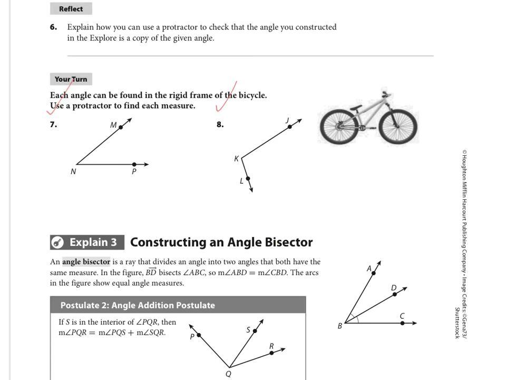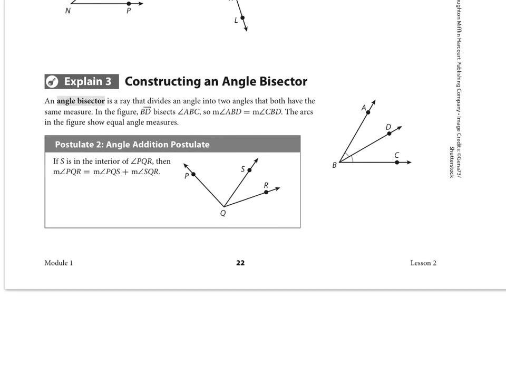Okay, the last thing we want to do is construct an angle bisector, and I do want you to read through the steps on this, but we are again going to do the construction steps together in class tomorrow. But I did want you to take note of the explain 3 here, the definition of angle bisector, as well as the postulate that has to do with angle addition. So scooch down to the bottom of the page here. An angle bisector is a ray that divides an angle into 2 angles that both have the same measure. So the box here does not show an angle bisector necessarily.